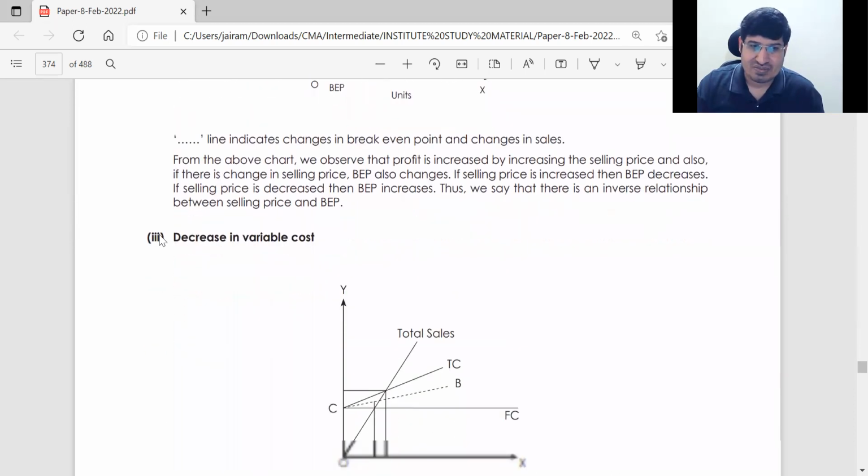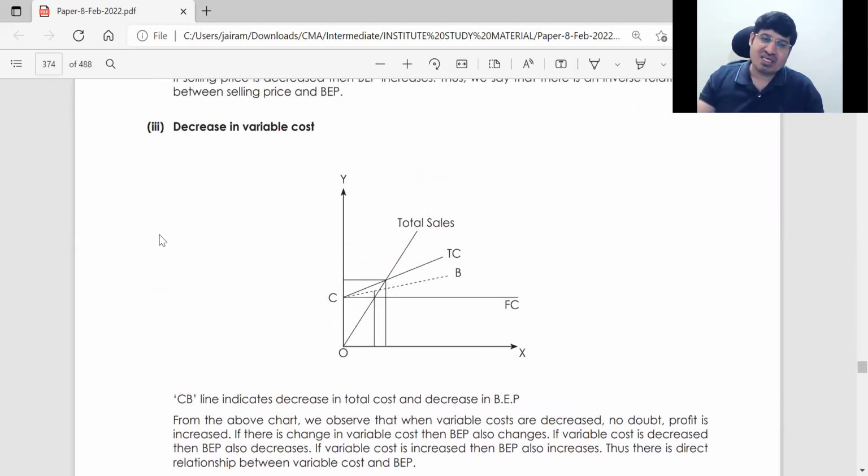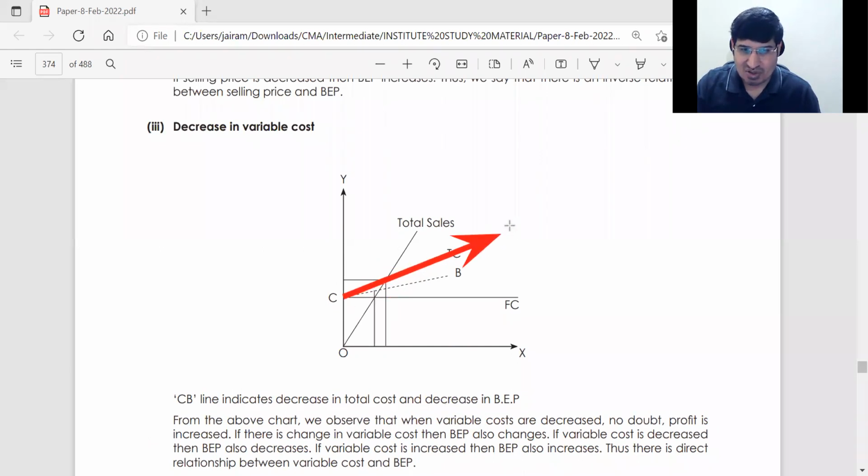Okay, now similarly, all the charts, we are just showing one by one. Now second, this time we are talking about a decrease in variable cost. See, this was your total cost line, correct? If your variable cost decreases, what will happen? This will come down a little, correct?